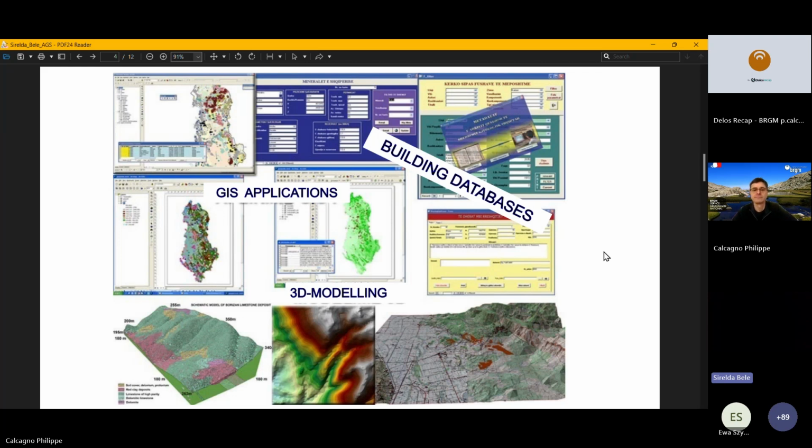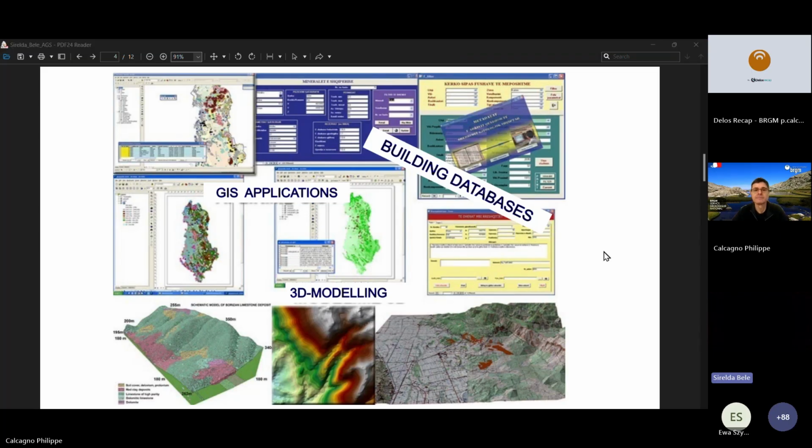Second is GIS applications, which are essential for spatial data management and analysis. Third, we build and maintain databases for all the projects that we carry out in the Albanian Geological Survey, which store geological information and make it accessible for analysis and decision making. All the projects and databases will be archived in our digital archive or in the main archive of the Geological Survey.